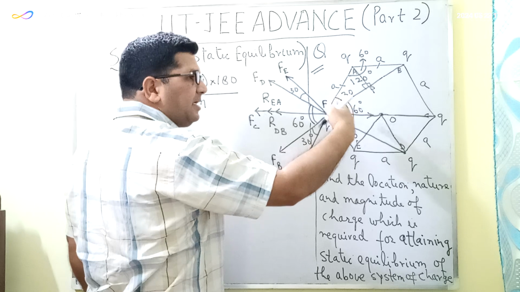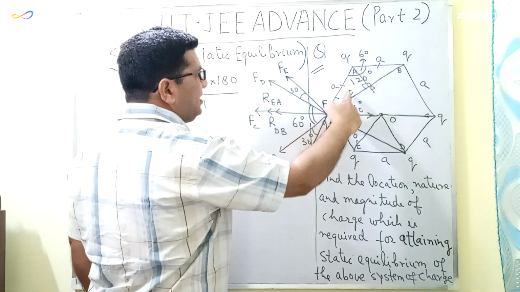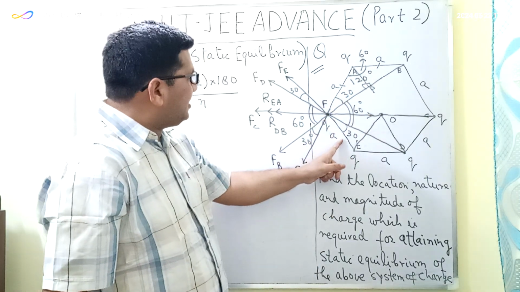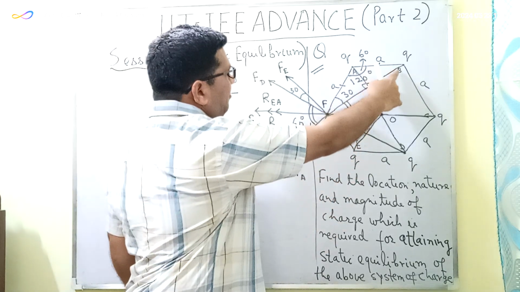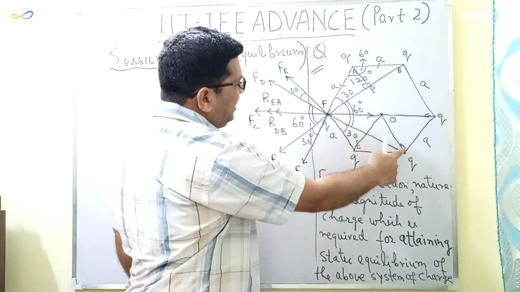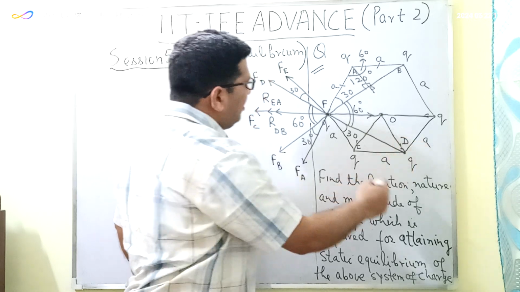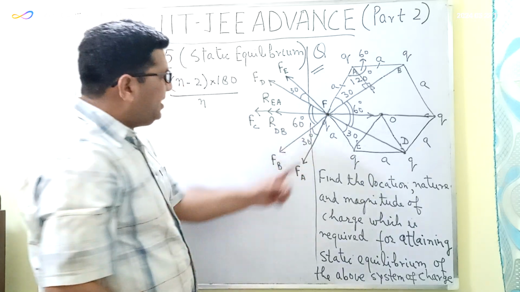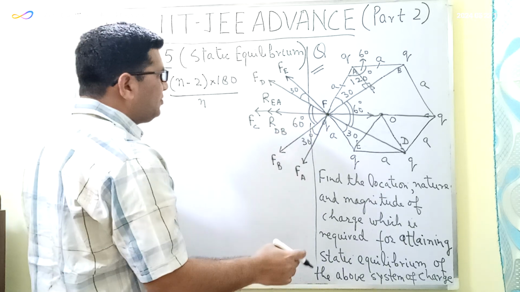So this is 120, and the total value of the interior angles of a triangle is equal to 180. So this is 120, this will be equal to 30, and this will be 30. Similarly, this angle will also be equal to 30. Now this is 30 and this is 30, so this angle, that is BFD, will be equal to 60 degree. So I have already drawn and denoted these angles in order to save the time.